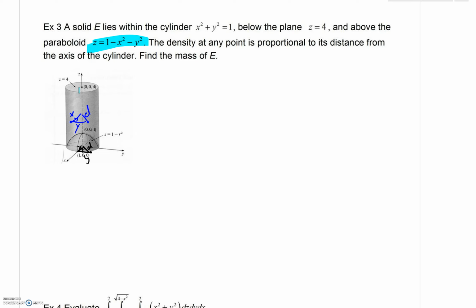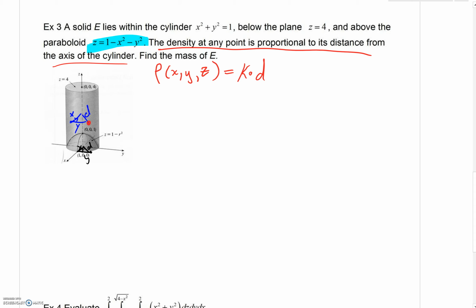So we've got that solid, and we'd like to find the mass of it, but they're also going to have to give us density. The density at any point is proportional to the distance from the axis of the cylinder. So, when you read this, you're really getting rho. And you could very quickly say, well, my density function is going to be proportional, so that's some constant, multiplied to a distance from that point to the axis of a cylinder.